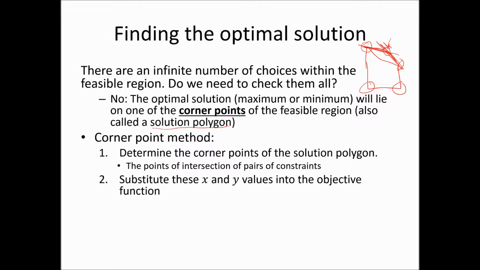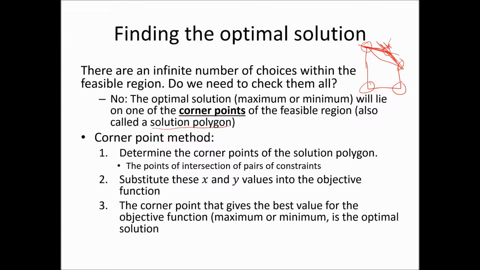We substitute the x and y values of our corner point into the objective function, and we'll do that for each of the corner points. Whichever corner point gives us the best value, so again, maximum or minimum depending on the context, that is our optimal solution. So we'll plug in each one of these points here. Whichever one gives us the best value for this objective function, that's our best solution.